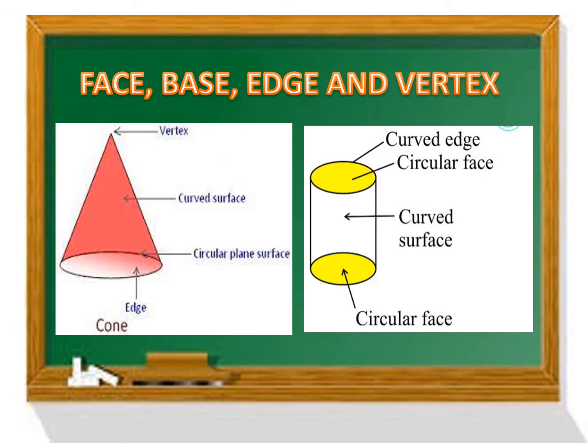Let us identify the face, base, edge, and vertex of a cone and a cylinder. A cone has one vertex. It has a curved surface, a circular plane surface, and an edge. While the cylinder has two circular faces, one curved surface, and curved edges.